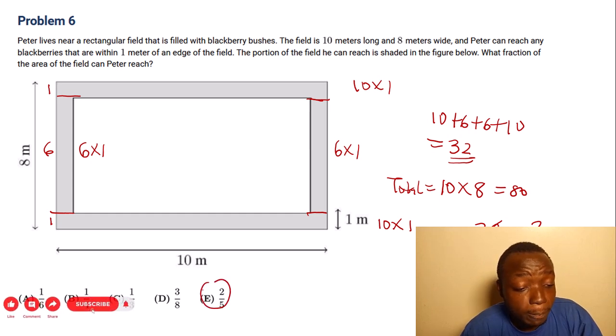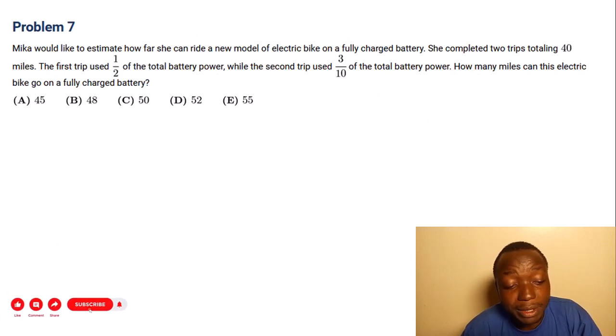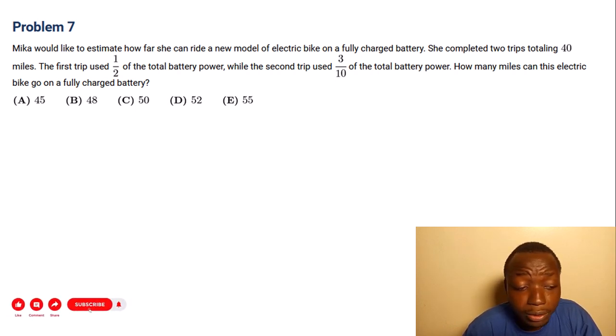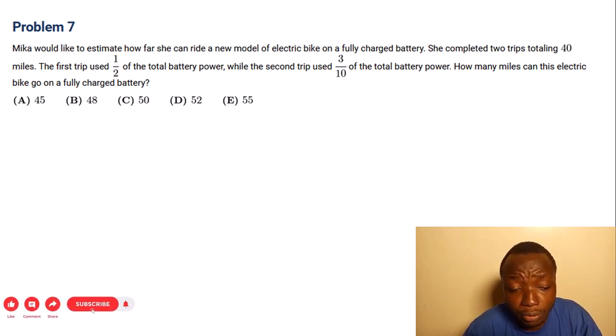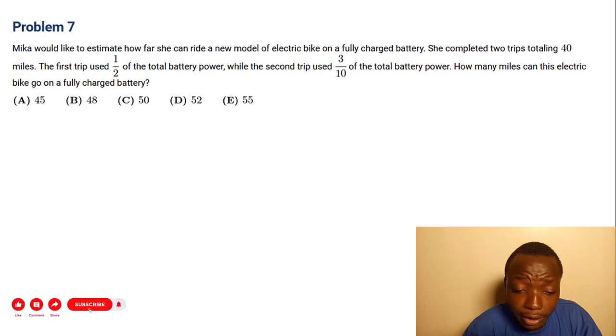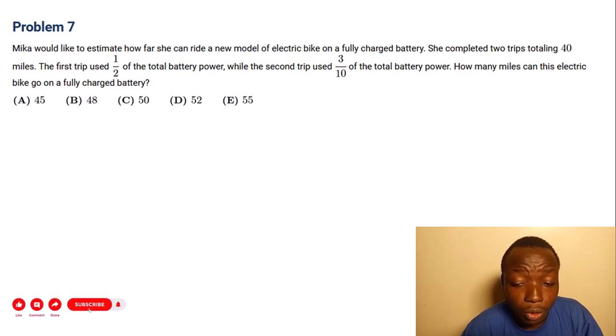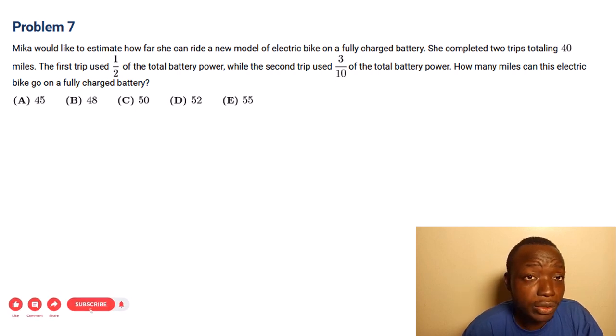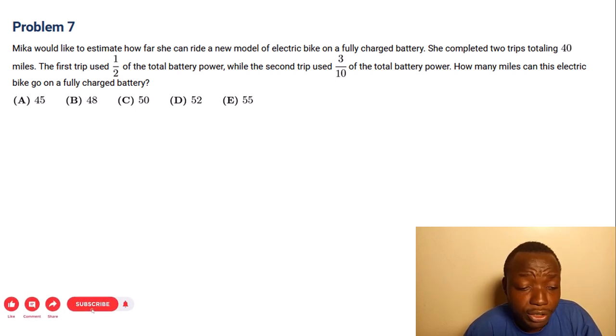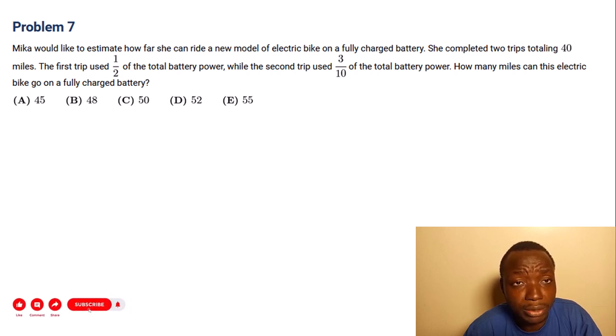Now, problem 7. Mika would like to estimate how far she can ride a new model of electric bike on a fully charged battery. She completed 2 trips totaling 40 miles. The first trip used half of the total battery power, while the second trip used 3 out of 10 of the total battery power. How many miles can this electric bike go on a fully charged battery? So the 2 trips sum up to 40 miles, but the first trip consumed half of the total battery power, while the second trip consumed 3 over 10 of the battery power.